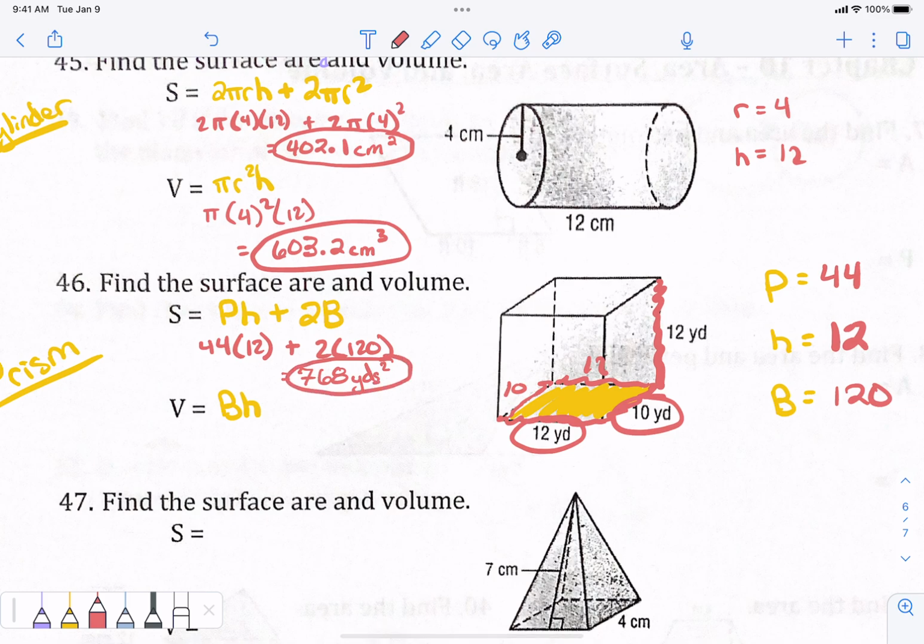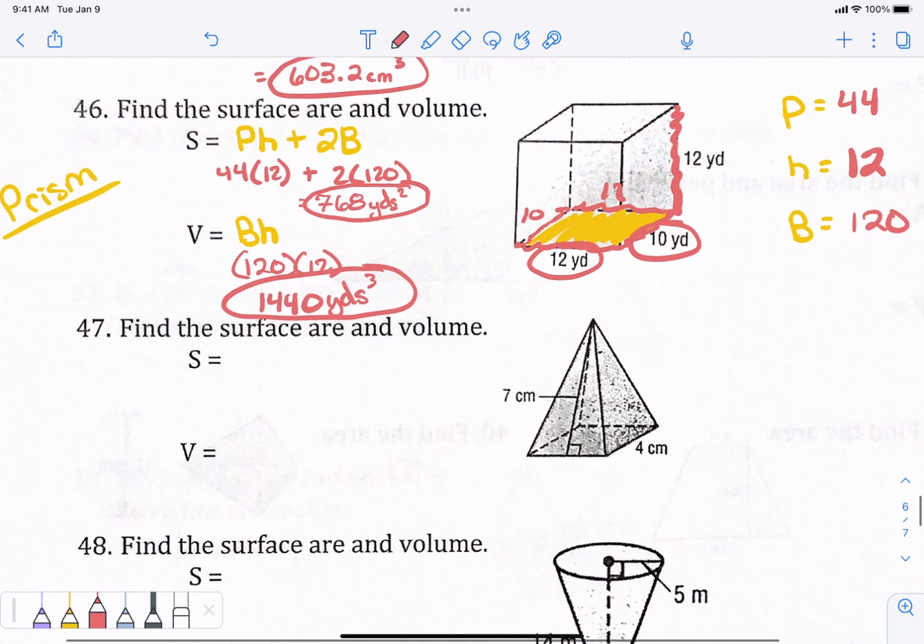There we go. Okay, capital B H is 120 times 12. Do you know what 12 times 12 is? 144, but we have an extra 0. So 1440 yards cubed. There we go. All right, now we get the tricky ones.